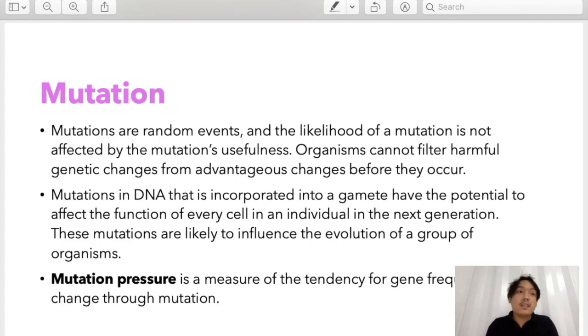The harmful thing about mutations is that, while not all mutations are harmful, some are detrimental, like cancer. So you can pass on those traits. Mutation is likely to influence the evolution of a group of organisms and also the traits of organisms. We call it mutation pressure: the tendency of gene frequencies to change through mutation.